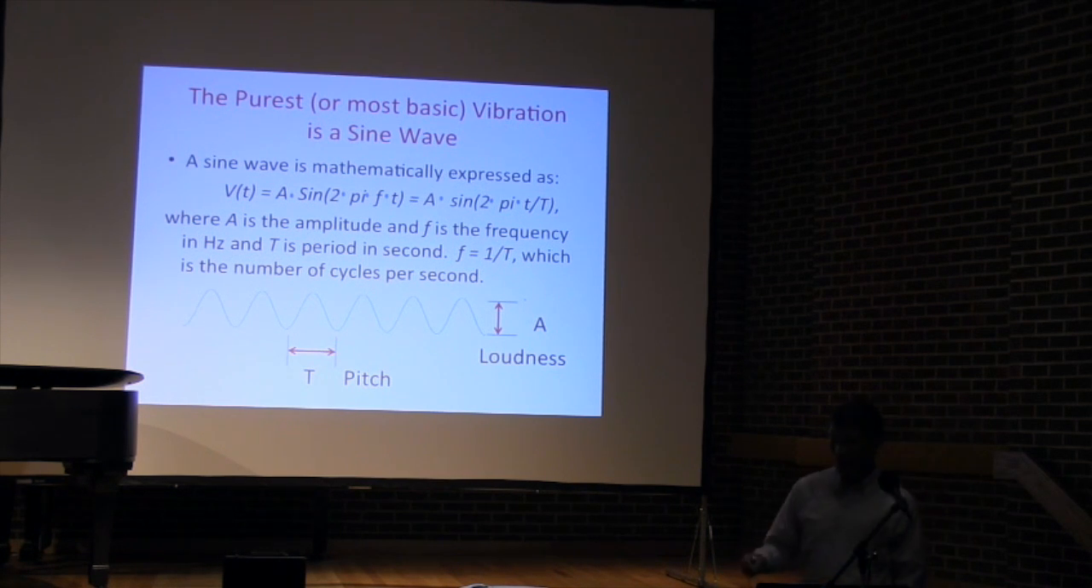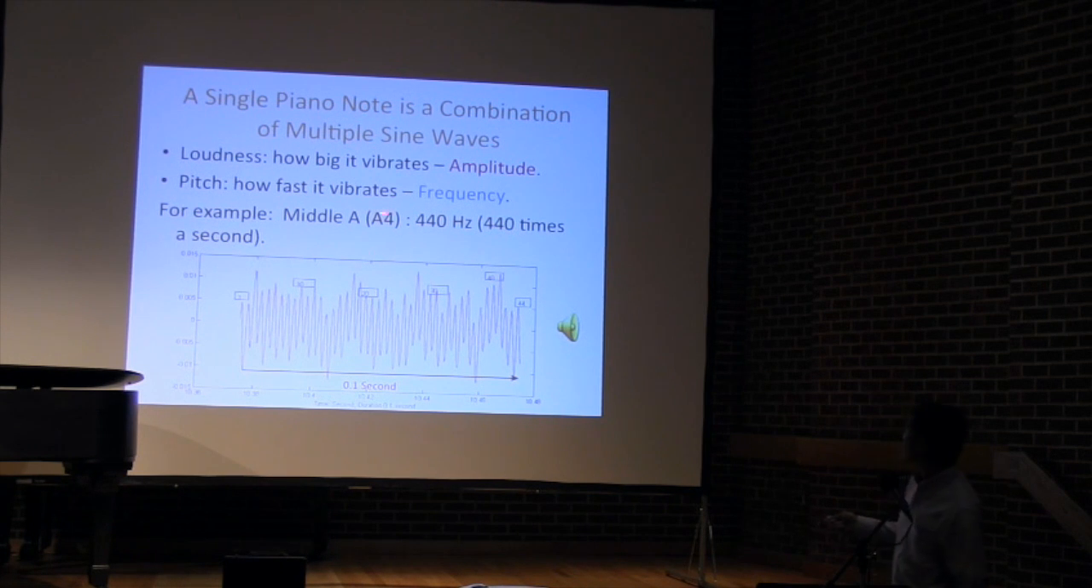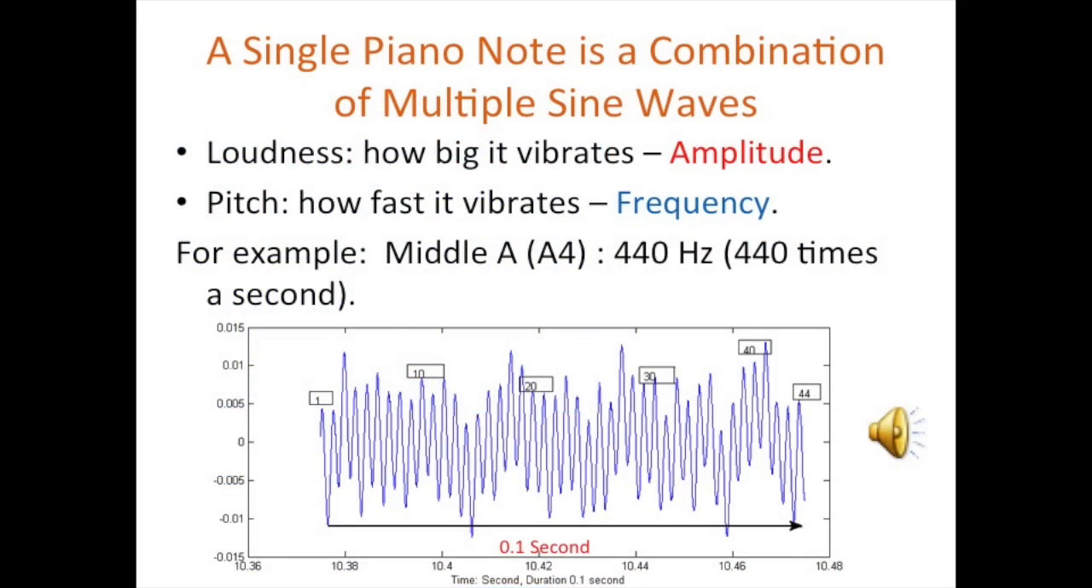So the typical note that we say is A440, that's 440 hertz, the note actually shakes 440 times. So we can actually see that. So here I plot out the sound signal within 0.1 second, and we can actually count. 1, 2, 3, 4, 5, 10, 20, 30, 40, 44. And then times 10, that's 440 times. So that's what you have. A4 is 440 hertz. Okay.